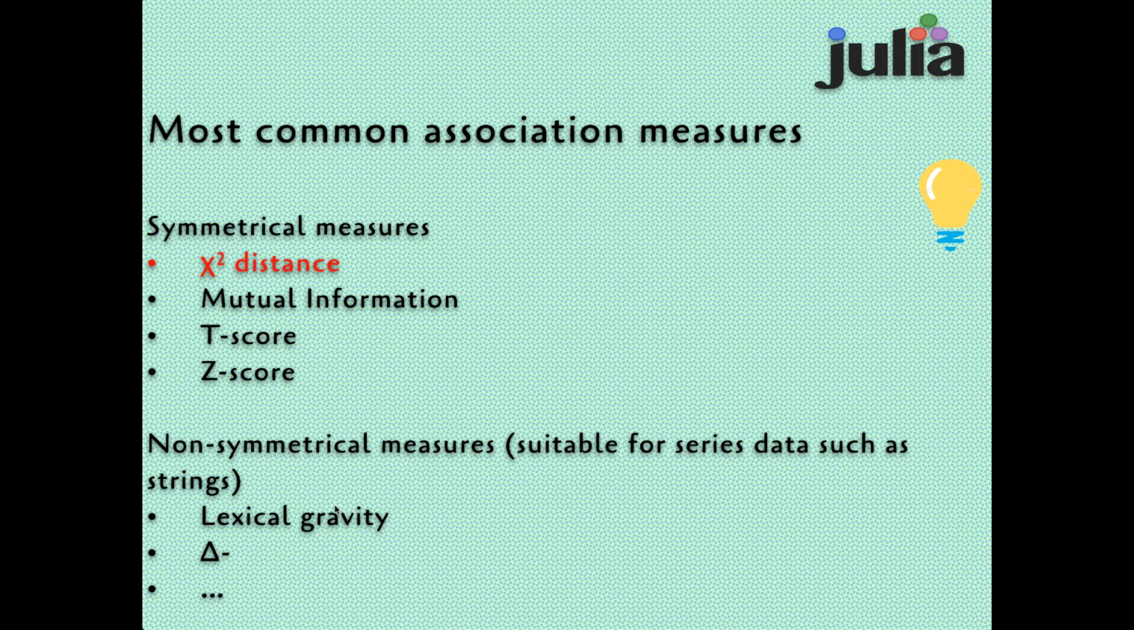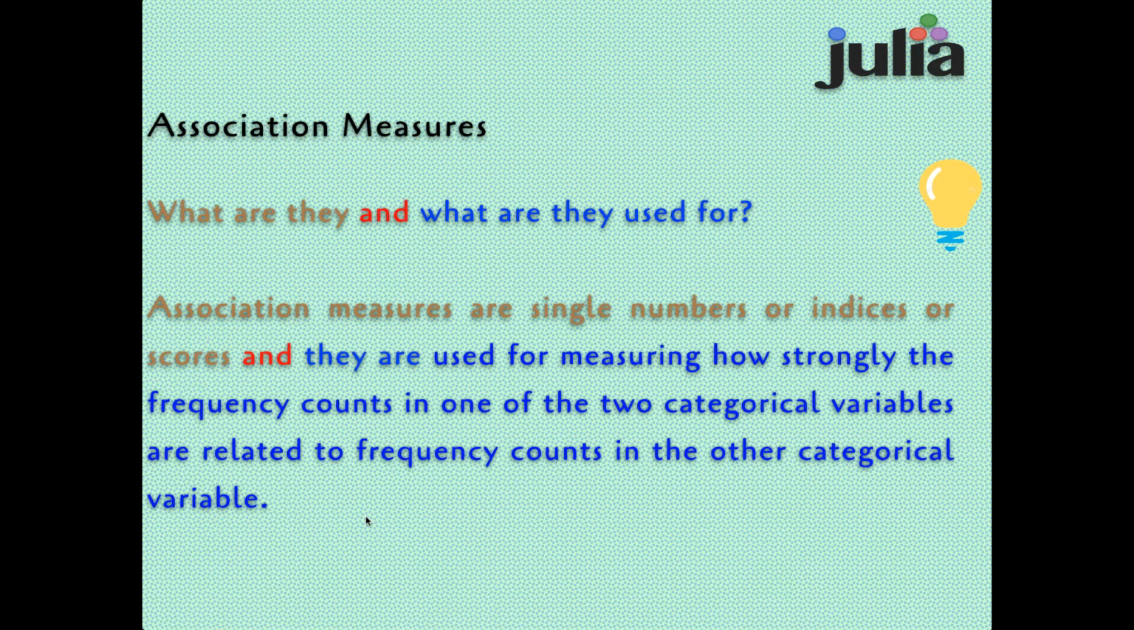But let's take first things first. What is an association measure and what is it used for? An association measure is a single index or number or score, if you like, that is used for measuring how strongly two categorical variables are associated.